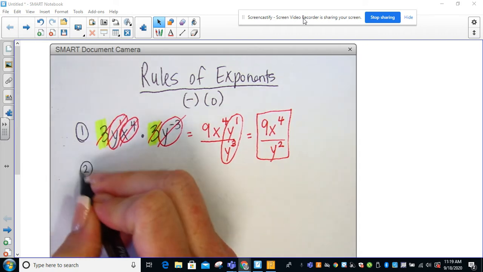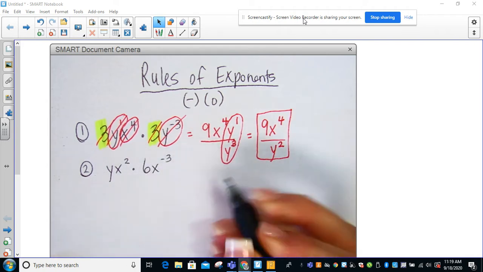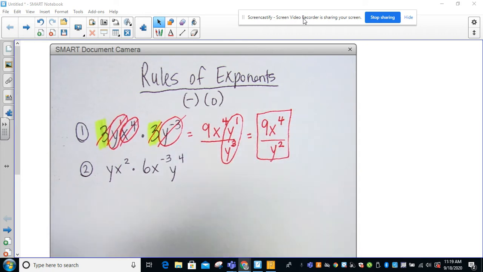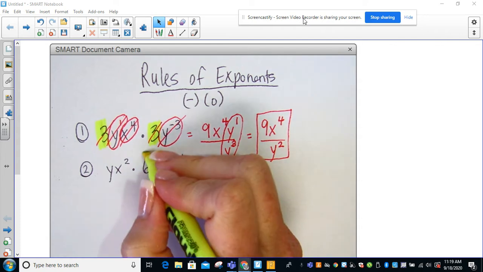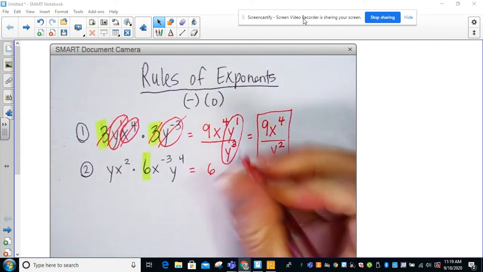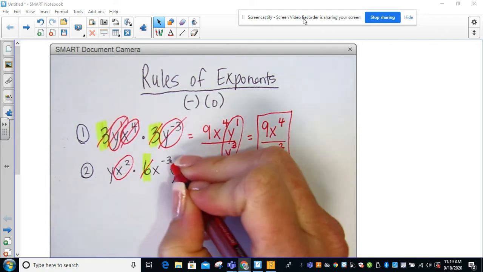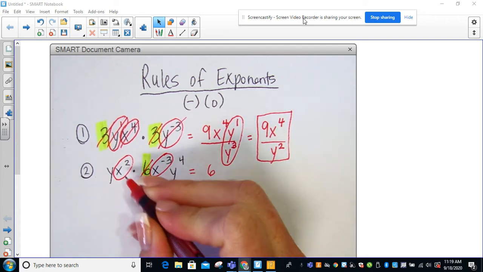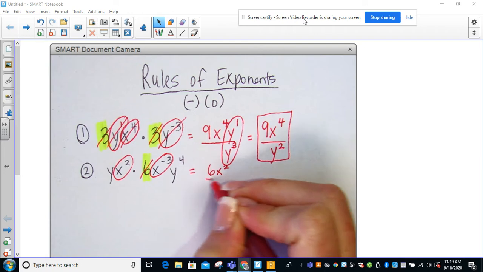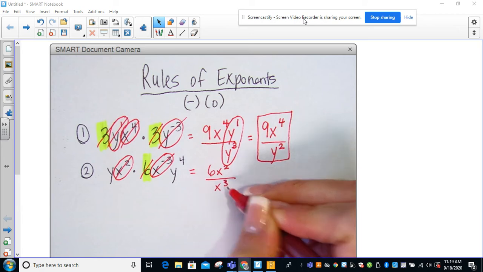So here's another one like this one. Y times x squared times 6 times x to the negative third, y to the positive 4th. Now, if you'd like to pause for a second and try this one on your own, and then you can come back and work through it with me. I'm going to recognize that I do have a coefficient here of 6, and that's it. So we're going to keep the 6. So now let's look at your x's. Here and here. So this x is positive. I'm going to keep it on the top. This x is negative. I'm going to move it to the bottom, and it becomes positive when I move it.